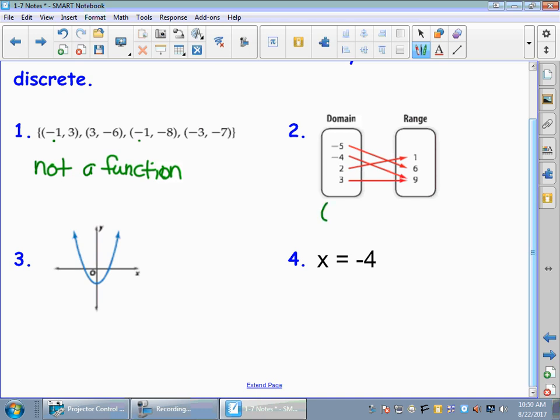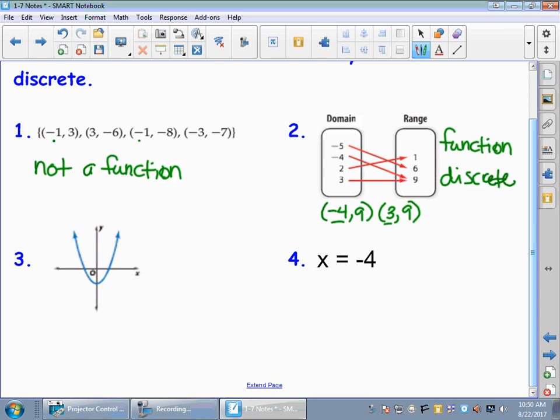Because as an ordered pair, that would be -4, 9, and that would be 3, 9, and the domain is not repeating. That's okay. It's only the range that's repeating. Again, that's okay. So this is a function. If one of those domains had a double arrow coming from it, we'd have a problem. And it's discrete because it's just a set of finite ordered pairs. It's not everything in between.